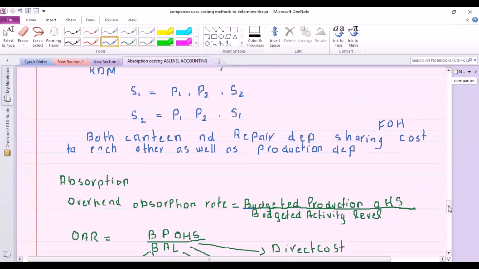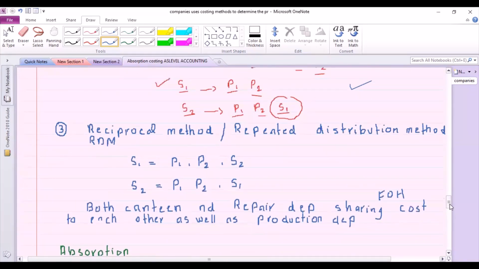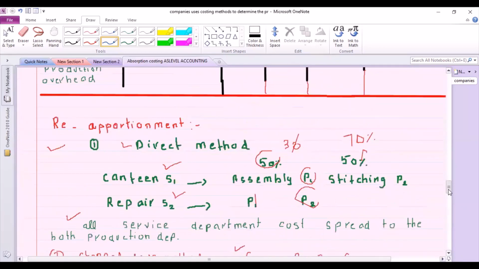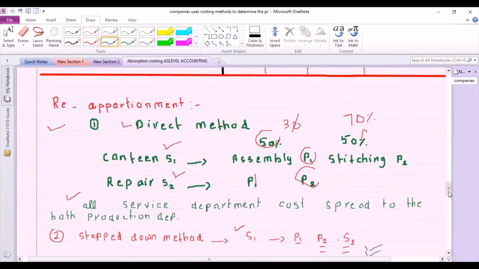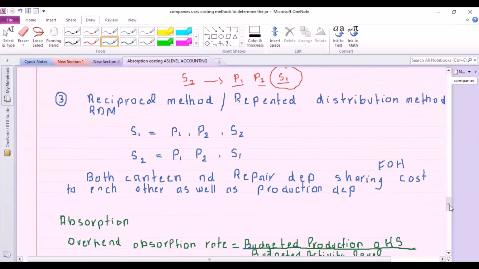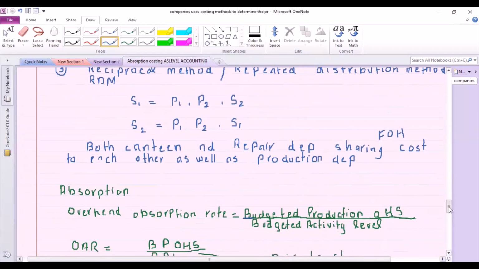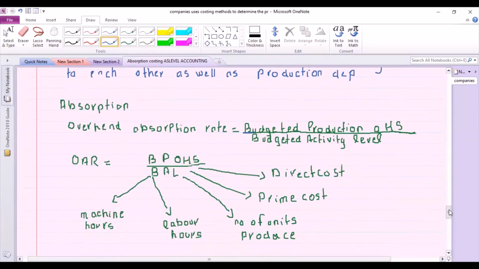Okay, so this is our reapportionment, where all the service departments share or give their fixed overhead cost to the production department. Okay, so the last thing is absorption. You can say absorption, and the second name is overhead absorption rate.